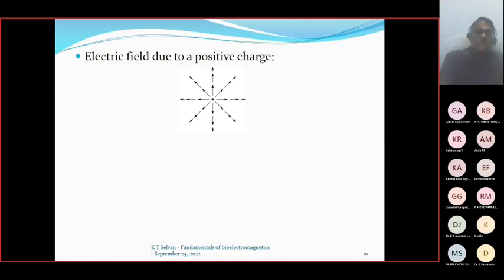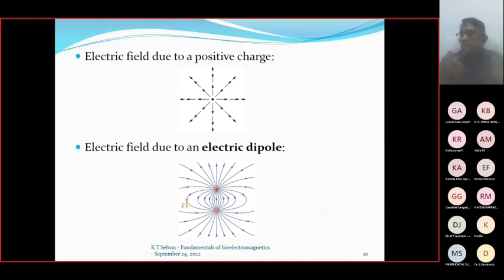By extension, we can consider an electric dipole. A dipole is a configuration where we have a positive and negative charge at a small separation between them. There has to be an attractive force, therefore the field is directed from positive to negative. But as we saw here, the field is radially directed, so this also would tend to be radially directed, but since the negative charge attracts, that has to fall back here. That is why the field lines acquire this kind of form in the context of an electric dipole.